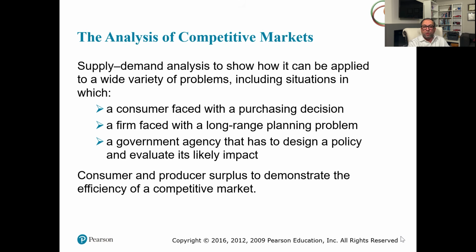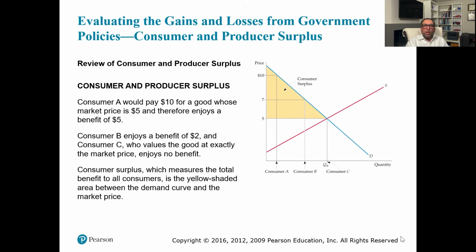So consumer and producer surpluses demonstrate the efficiency of a competitive market. We want to analyze a competitive market. If a competitive market is free to behave, with no restrictions, then the ideal situation is that demand and supply intersect at a point where there is an equilibrium, or a market clearing price. And we see here in this diagram that the equilibrium price is 5 and the quantity is QC, the equilibrium quantity.